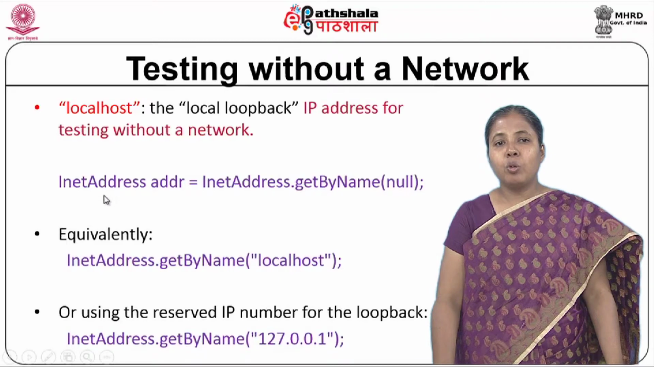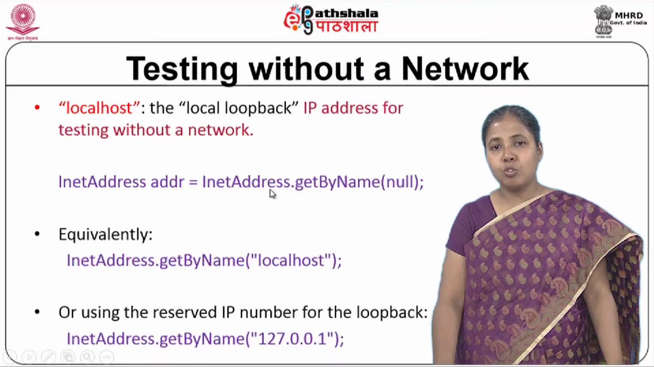So, here we know that there is a class called InetAddress, and there is a method within this class called getByName. This is a static method, which is used without instantiating any object of the InetAddress class. So, we can write InetAddress.getByName within brackets and null, which says that you have not supplied any host name, which would create an InetAddress object for the local machine.